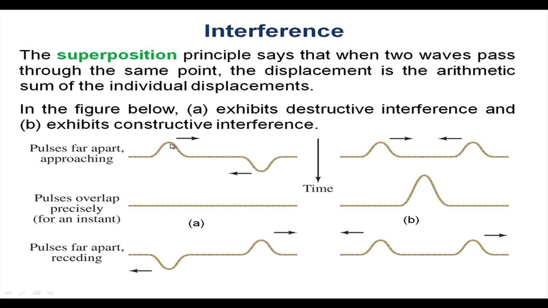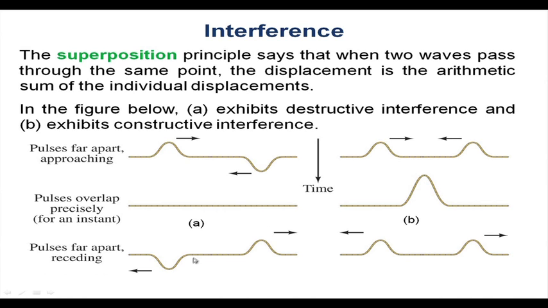So, let this be A, and this is minus A. Plus A and minus A is equal to 0. So destructive interference will happen. Similarly, if both waves are in the same phase at the point of interaction, then their arithmetic sum will be double the individual wave.